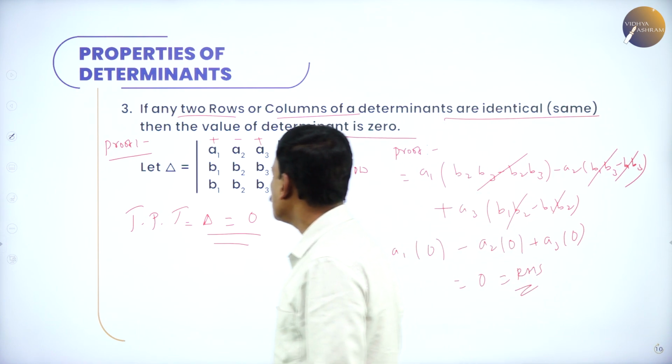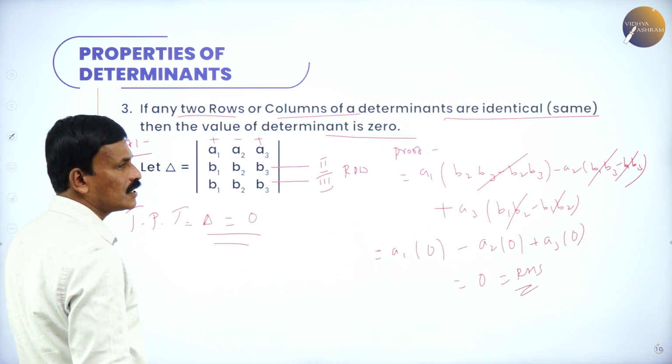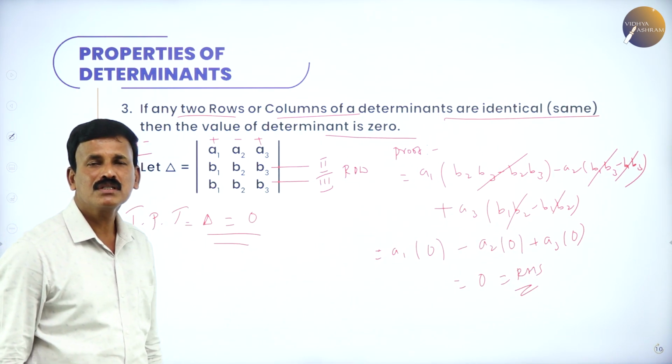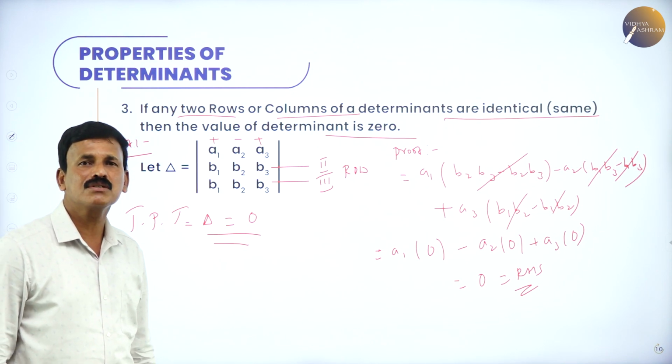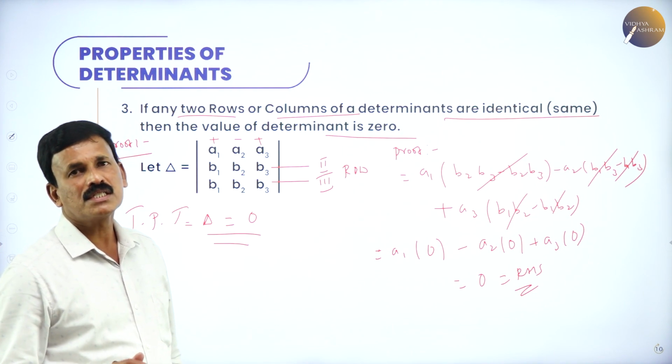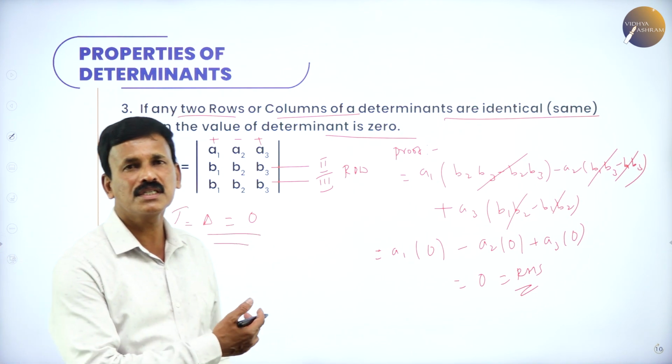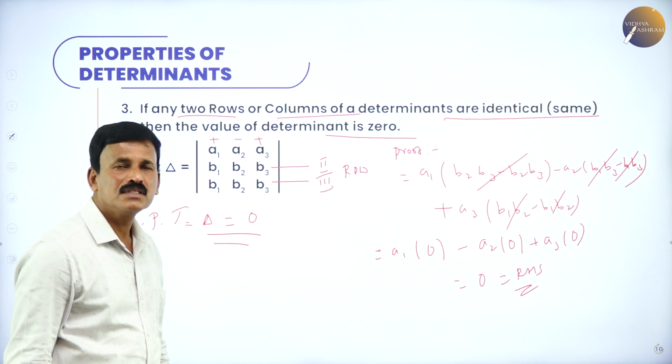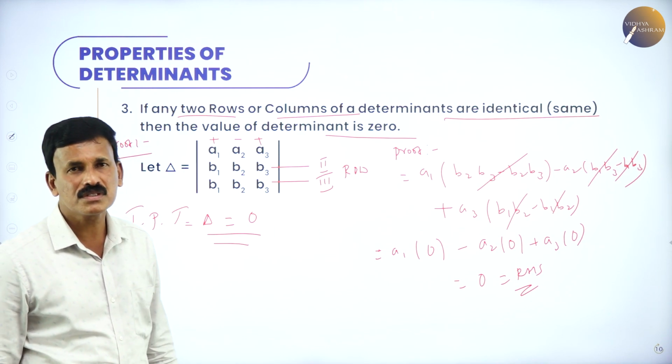So if two rows or two columns of a determinant are identical or the same, then the value of the determinant is always equal to 0. Very simple. Suppose you get this question, consider 3 rows and 3 columns like this and simplify. You will get the answer as 0.